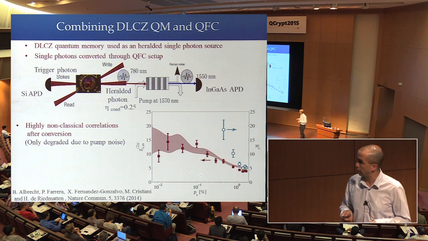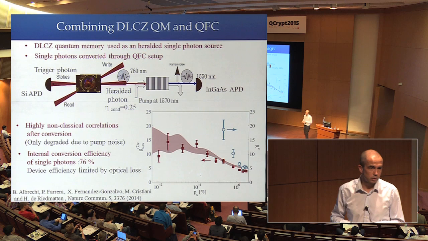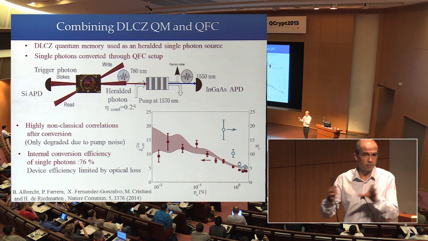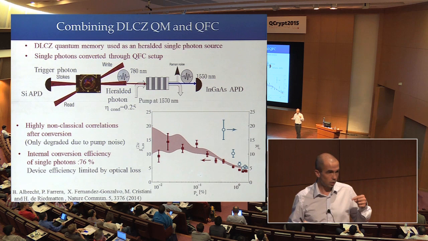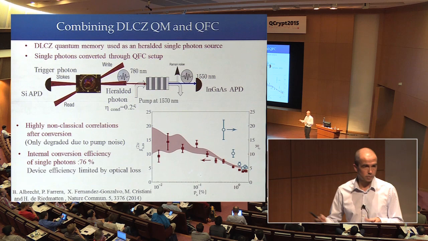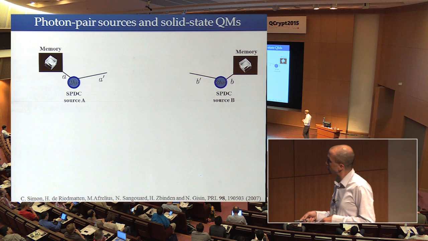And the process is actually quite efficient. Internally, we have a conversion efficiency of about 76%. The problem is that if you take this as a device, the efficiency goes down because you have to couple the photon into the waveguide, you have loss in the waveguide, and you have loss on the filter afterwards. So the efficiency goes down to something like 15% as a device efficiency.